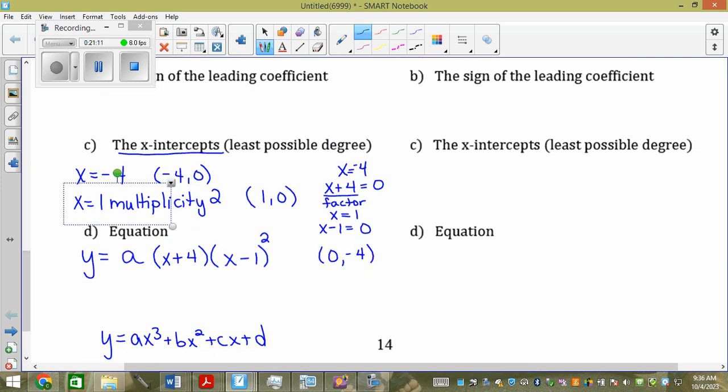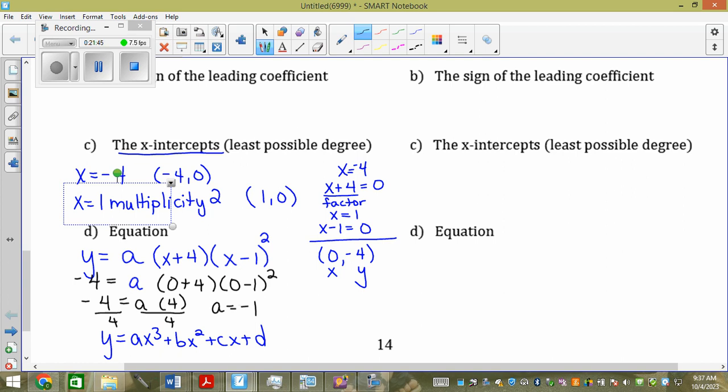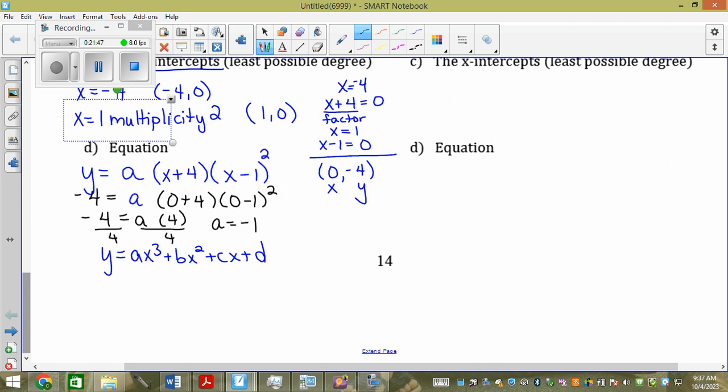And guys, a hint to you. If on the diploma there is a point bolded, it's bolded for a reason. You're probably going to have to use it somewhere. Okay? So now I just plug that in for my x and my y and solve for my a. So I'm going to get -4 equals a times (0 plus 4)(0 minus 1) squared. -4 equals a, and then it's 4 times 1, which is 4. Divide by 4. And my a equals what? -1. I even drew it, so that was a good one.